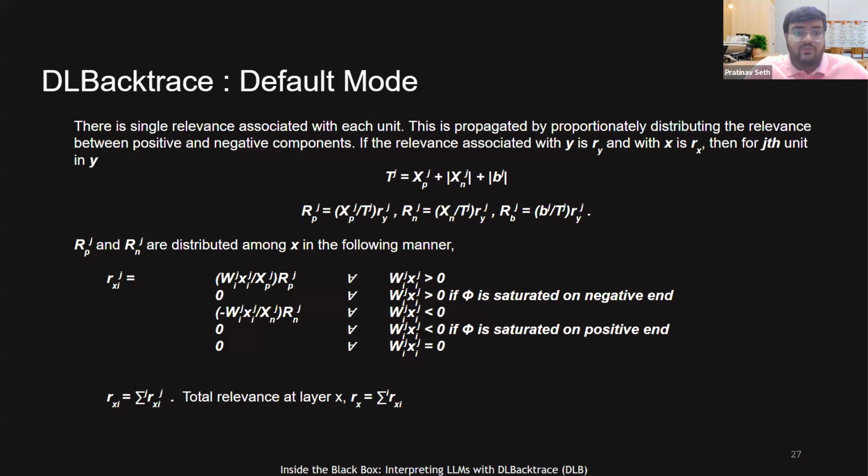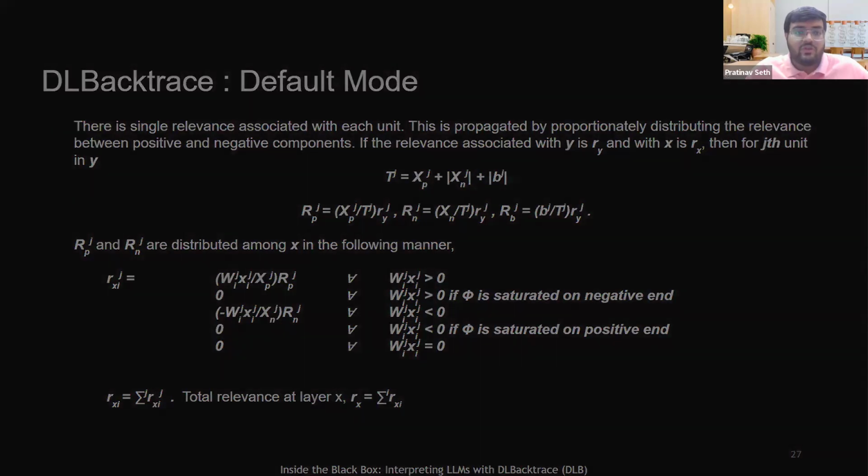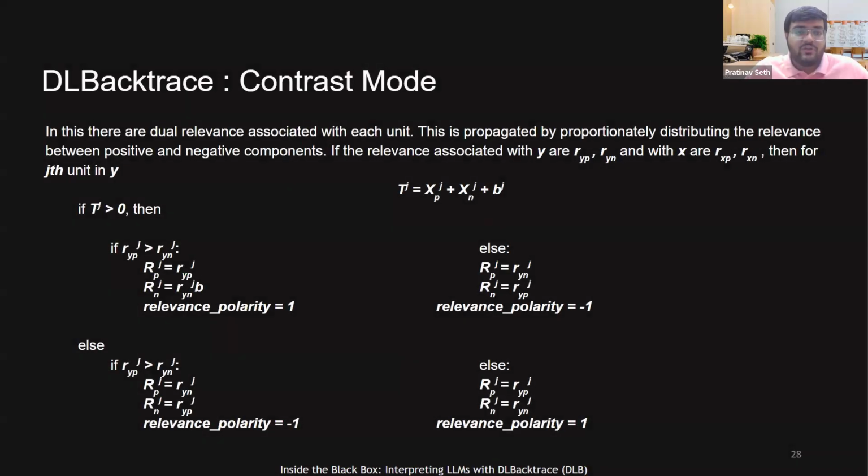In a similar way, we also have a contrast mode, where again you have a total relevance, but we segregate it based on the positive contributions and negative contributions. For example, if the negative contribution is greater than the positive contribution, then we compute it in a different way.